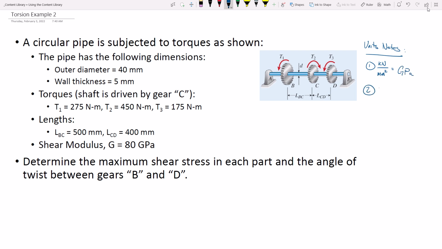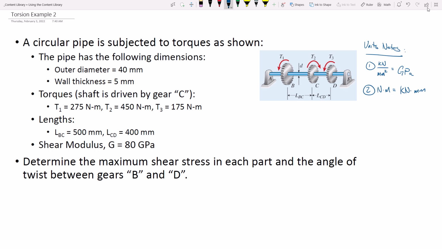Here's another one. Did you know that a Newton meter is the same thing as a kilonewton millimeter? You're multiplying one by 1,000 and dividing the other by 1,000. So the point I'm making is this. Look at the data we were given for the problem.